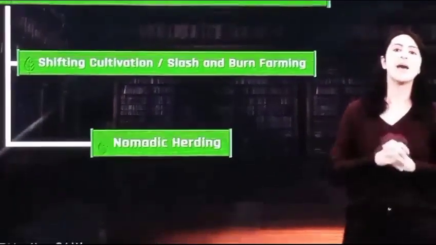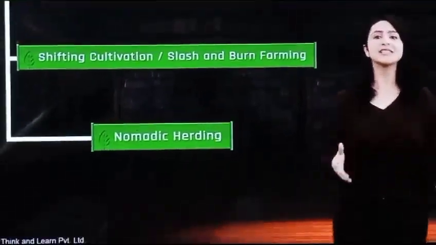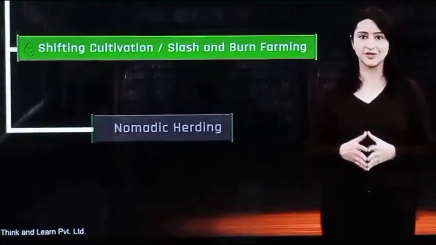Now let's look in detail at primitive subsistence farming. Primitive subsistence farming includes shifting cultivation or slash and burn farming, and nomadic herding. So first let's take a look at shifting cultivation.